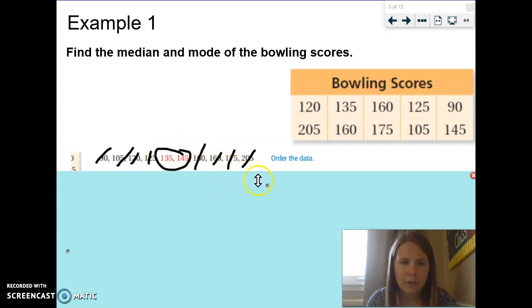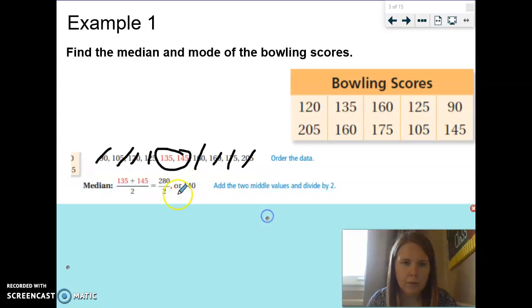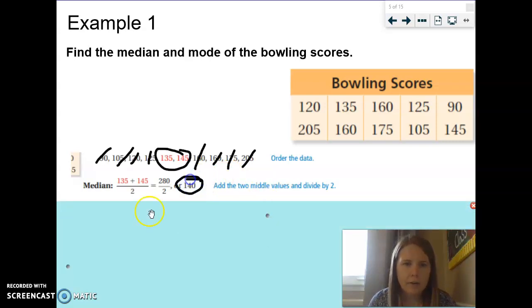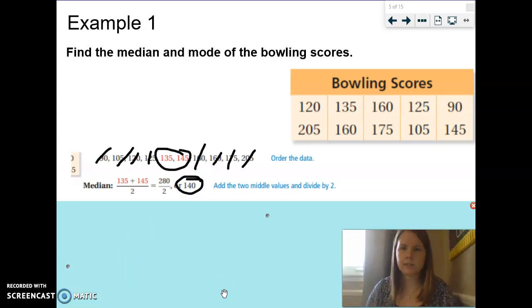So I need to add the 2 numbers up: 135 plus 145, and divide by how many numbers there are. This gives me 280 divided by 2, which is an answer of 140. So this is going to be my median. My median then is 140. So where's the middle of your data? The middle of my data is 140.